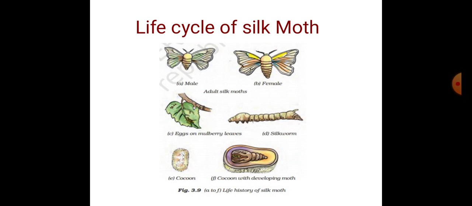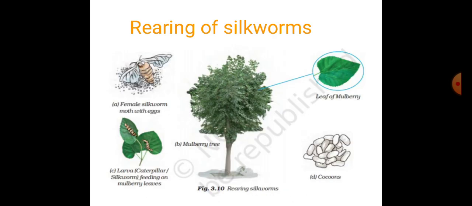So, it is the life cycle of the silk moth. Then, when the life cycle of the silk moth is completed, the cocoon is collected. Rearing of silkworm. For obtaining silk, silk moths are reared and their cocoons are collected to get silk thread.